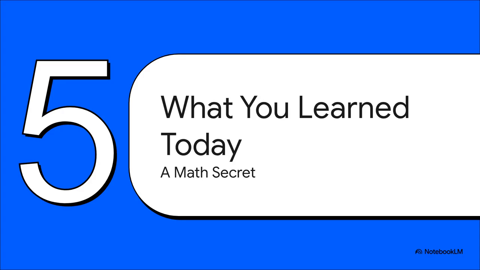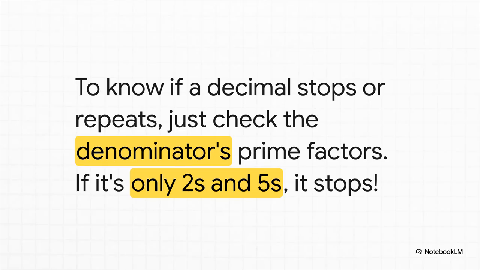You guys did amazing today, so let's do a quick recap of the awesome math secret you just learned. So what's the big takeaway? It's actually really simple, right? If you want to know if a fraction's decimal will stop or repeat, you don't have to do the long division anymore. All you have to do is simplify the fraction and then check the building blocks of the denominator. If those blocks are only 2s and 5s, it stops. If there's any other number in there, it's going to repeat. That's it. You're now a decimal predictor.